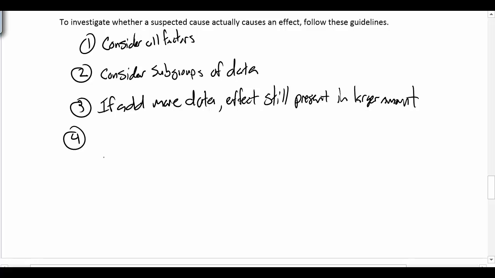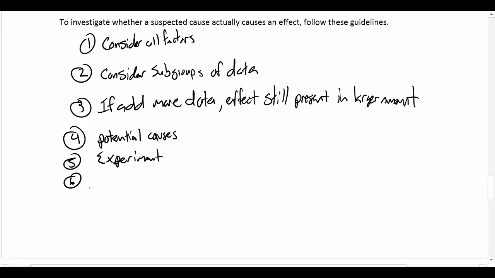Okay, number four, account for other potential causes. Maybe there's some other reason why what we see is what we see, or maybe there's something else that's controlling it. Number five, test the suspected cause with an experiment. Sometimes the data isn't really a controlled experiment, so if we want to really check that it's viable, we want to go out and conduct an experiment in the real world.